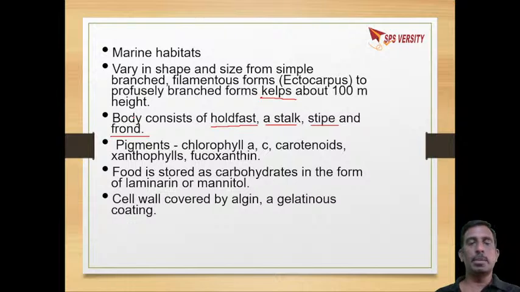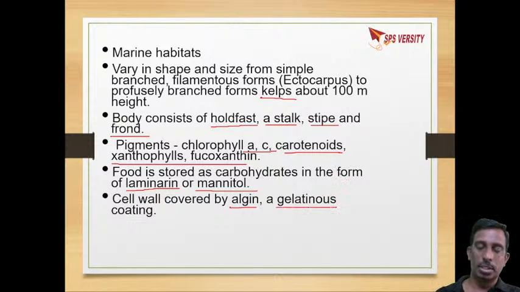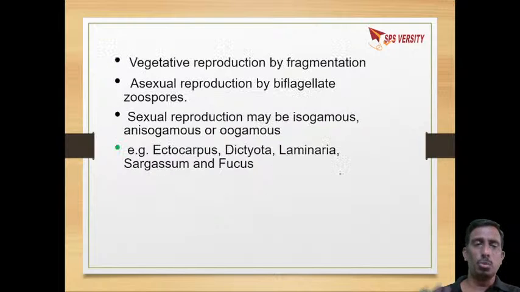Regarding pigments, Chlorophyceae have chlorophyll A and B; here we have chlorophyll A and C, carotenoids, xanthophylls and fucoxanthin. Food is stored in the form of laminarin starch or mannitol. The cell wall contains algin, which is a gelatinous substance. This algin has commercial use.